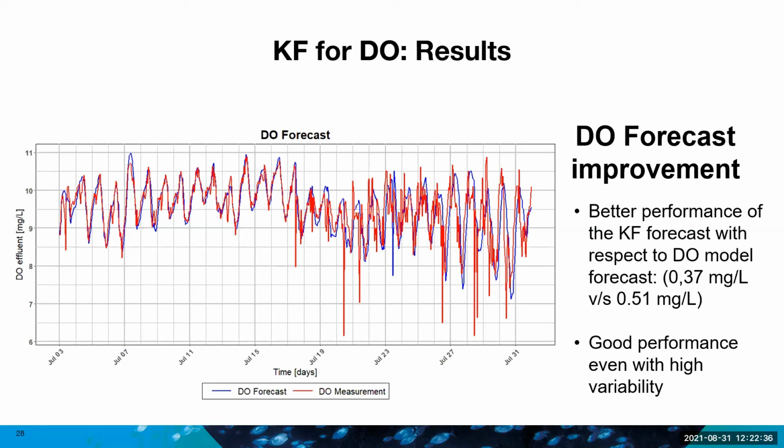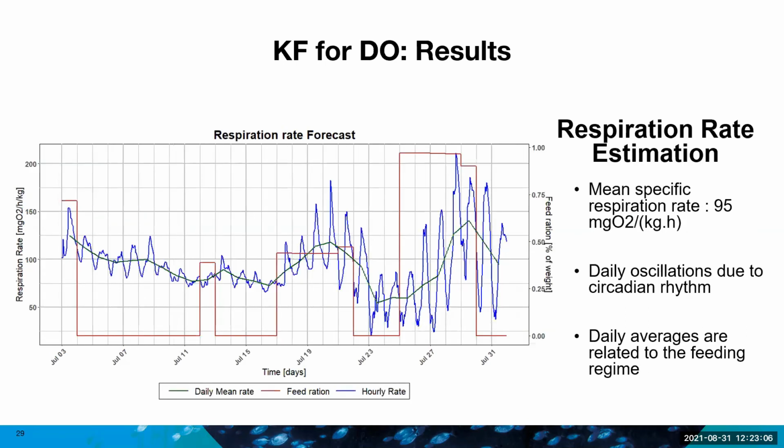And if you remember, we had some concern in the second part of the month with the simple model, and you can see that the performance is much better in the second part of the month. It could maybe be better, but if you consider the high variability of the measurements, the filter is able to make a very good forecast of the dissolved oxygen.